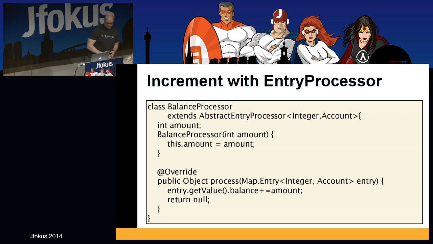It's called the entry processor. And the entry processor provides roughly the same functionality as an executing key owner. So with this entry processor, if you look at the process method, the only thing I now need to do is entry.getValue, which is my account, and then balance plus this amount. As you see, there's no locking going on.